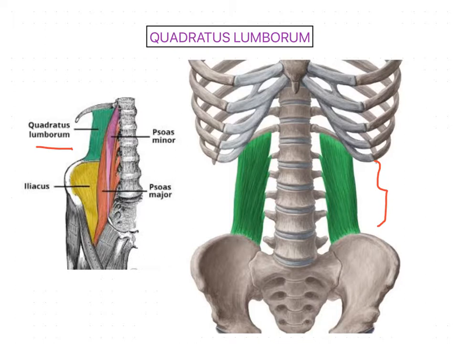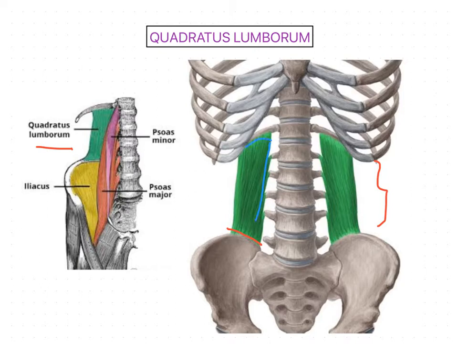Why is it called a quadrate muscle? Because its shape is quadrangular, so it is called a quadrate muscle. This is a quadrate muscle lying in the lumbar region. It has an interesting origin and insertion: its origin lies below and its insertion is above.